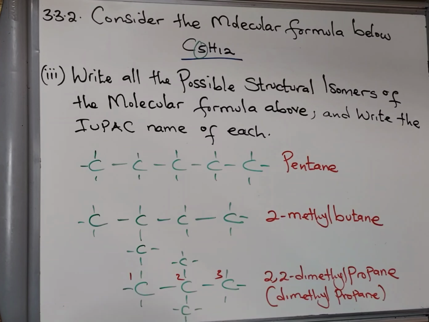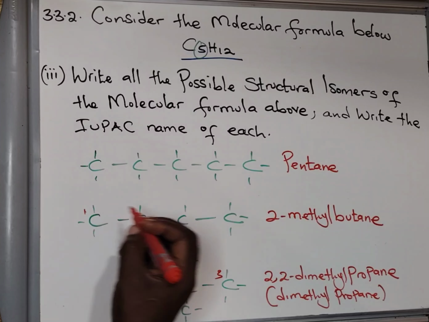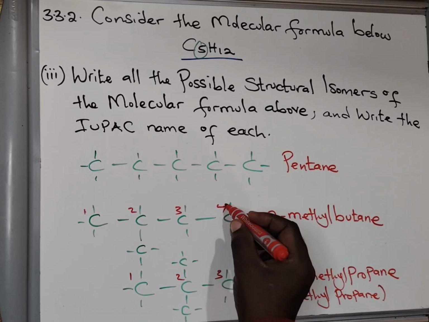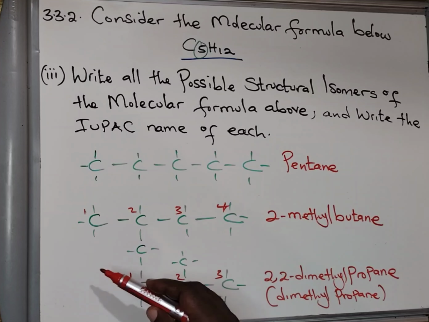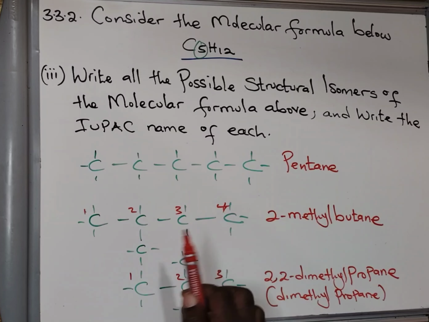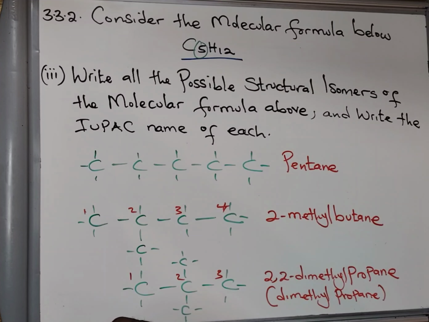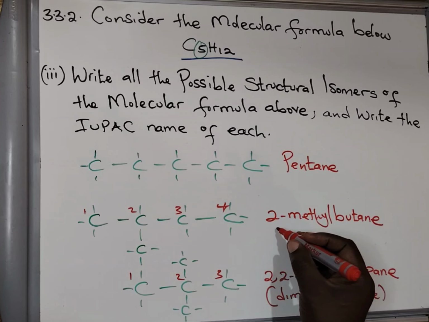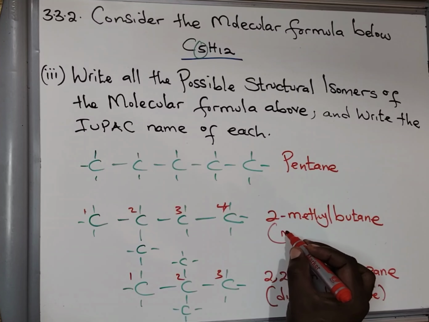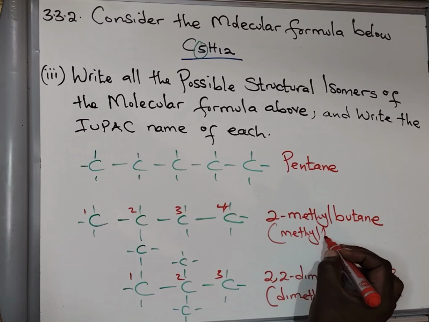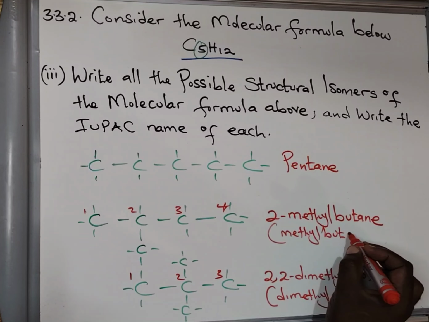The same applies to the first one. Remember, we called this one 1, 2, 3, 4. Do you have another alternative position for this one? Because if we shift this methyl group to this one, it will still be 2. So we can as well say methylbutane, ignoring the position.